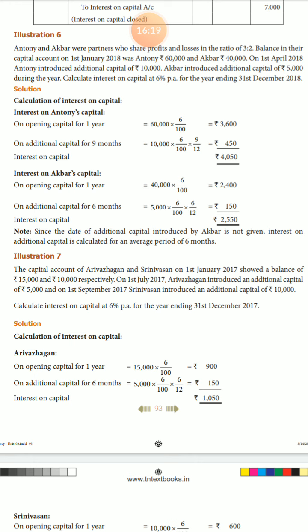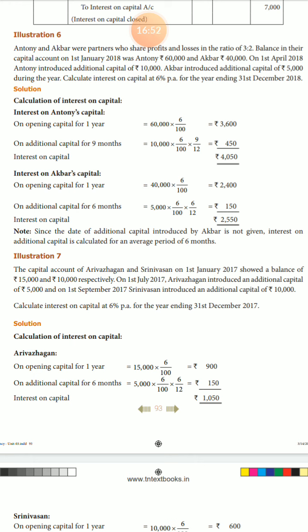Listen students, in this sum additional capital is mentioned for 2 persons, in different months. One person is July, another person is September. Your opening month is which one? First you read 1 or 2 times. 1st January is the opening month, which means automatically the closing month is December only.